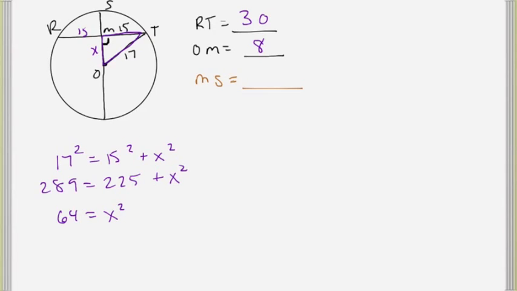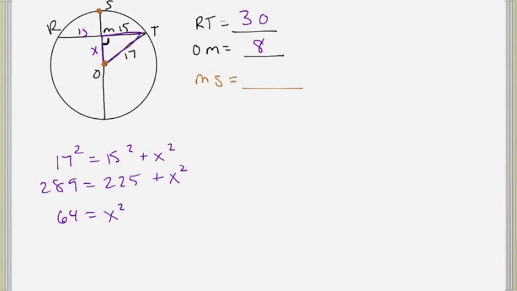Would it be 9? It would be 9. How do we figure 9? Because the radius is 17, and then you just do the radius minus x. Why? Because OS is another radius.